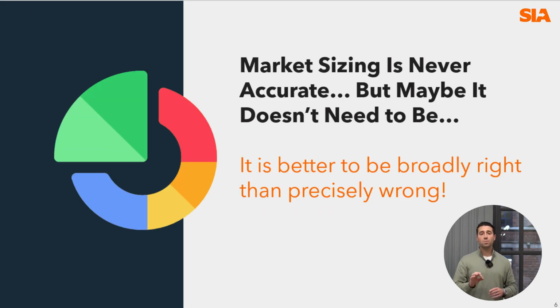Now, a critical point to remember when market sizing is that we're talking about something which is very intangible, often changing. We may also be talking about the future. So market sizing, whether we're looking at a report or using drivers, is inherently about being directionally right. So we need to remember market sizing is never specifically accurate, but maybe it doesn't need to be. It's better to be broadly right than precisely wrong. We need to think directionally right.